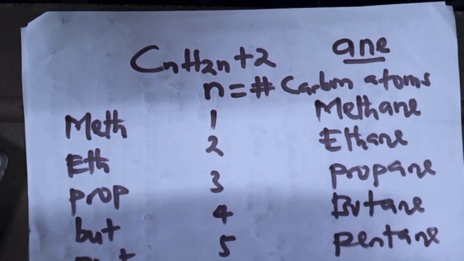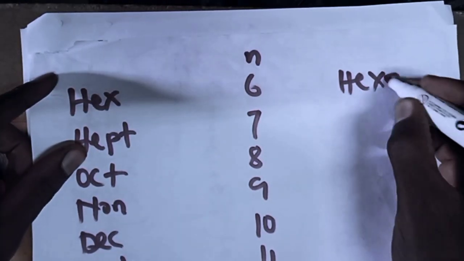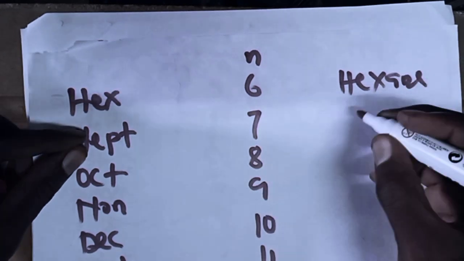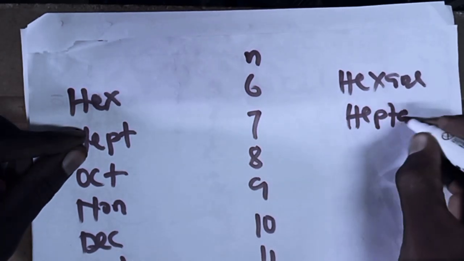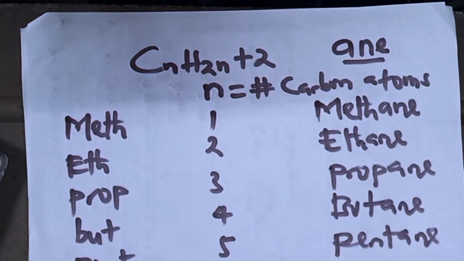A continuation. The one with 6 will be called hexane. The one with 7 will be called heptane. You can continue. Yes. So you're going to have all those results. And that's how you find the number of carbons.